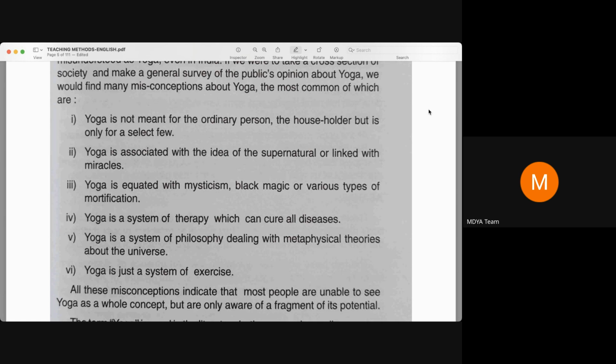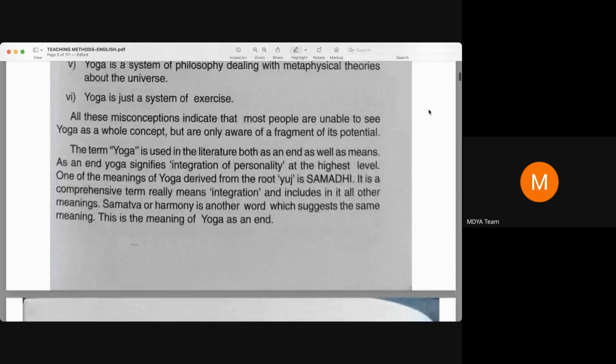And yoga is just a system of exercise. This is again a misconception because it is not mere exercise. It involves some physical strength and flexibility, but with some practices, so it is much above ordinary exercise, which people do in various forms. All these misconceptions indicate that most people are unable to see yoga as a whole concept, and are only aware of a fragment of its potential, because its potential is unlimited.